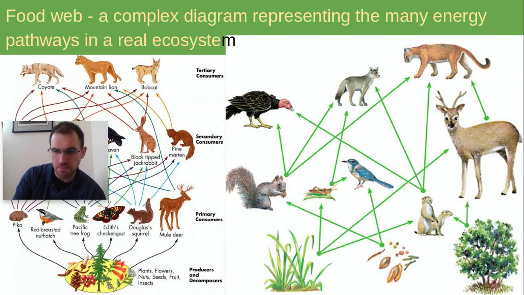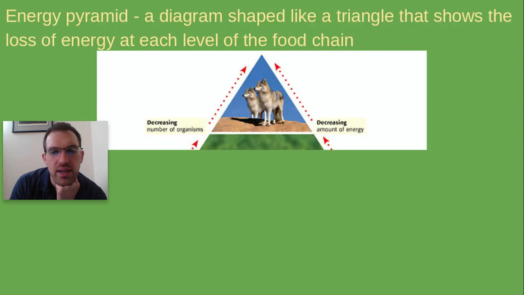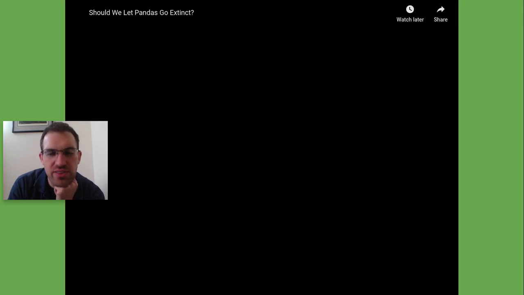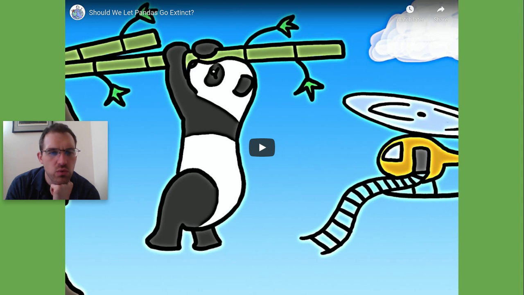And then this is the last definition that I'm going to have you write down today, which is energy pyramid. It's a diagram shaped like a triangle, shaped like a pyramid. I'd like for you to draw a pyramid to show what it looks like. You could just write the things that are inside of it. It shows the loss of energy at each level of the food chain.